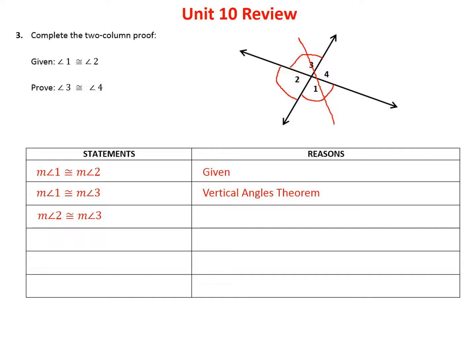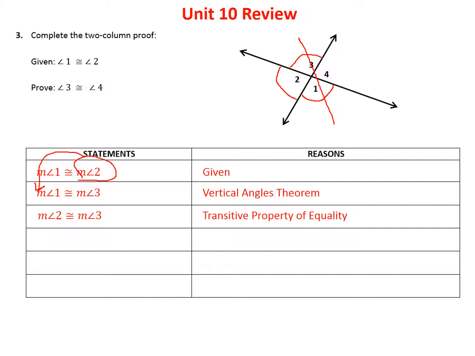Why? Because here's angle 1 equals 2, here angle 1 equals 3. So if I know this equals here, I'm going to take this and substitute it into here. So by the substitution property, or I could say the transitive property. Transitive is just another word for substitution. If 1 equals 2, and 2 equals 1, and 1 equals 3, then 2 equals 3. All right. So I have proven that 2 and 3 are equal.